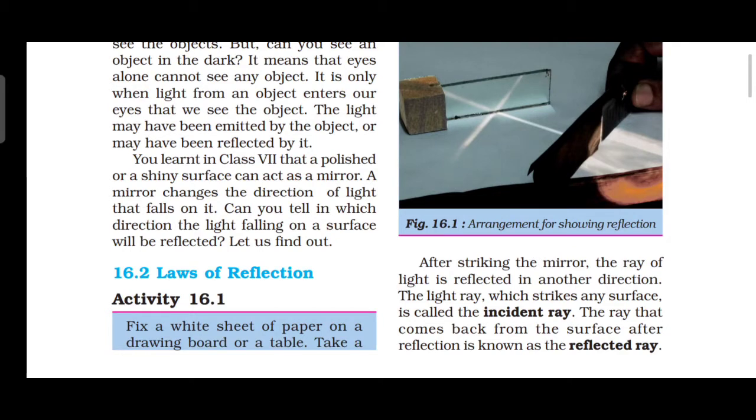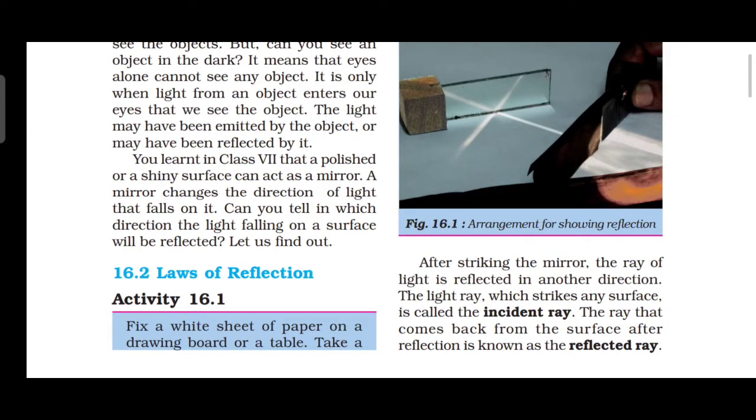What happened? With slight adjustment of the torch and the comb, you will see a ray of light along the paper on the other side of the comb. Keep the comb and the torch steady. Then place a strip of plane mirror in the path of the light ray. What will you observe? After placing the mirror, the ray of light is reflected in another direction.